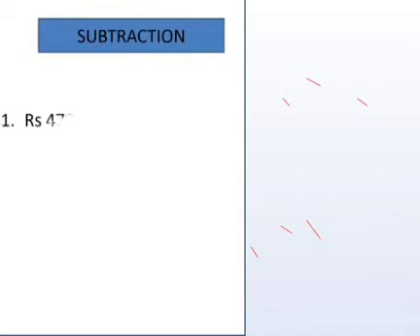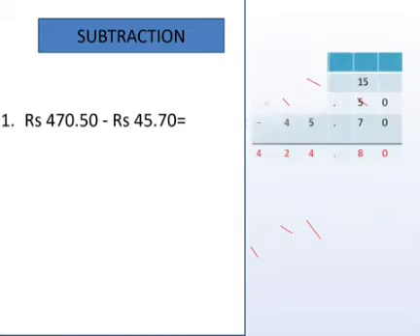Children, let us try to recall subtraction. So the first question is rupees 470.50 minus rupees 45.70. We have a minus sign there, so we need to subtract. The first step is you need to arrange the numbers properly. You should take the greater number first, 470.50 minus 45.70. It's very important that you put the minus sign over here.